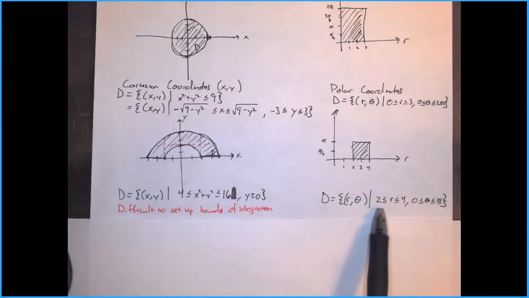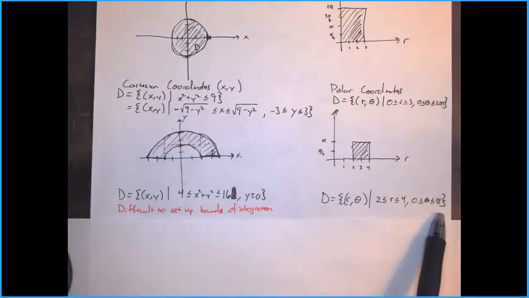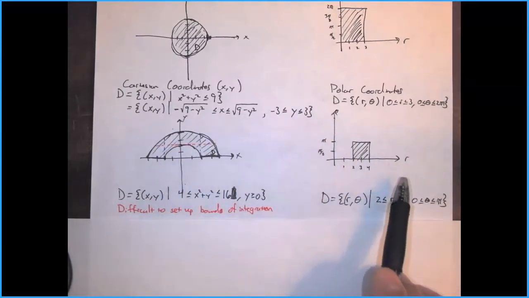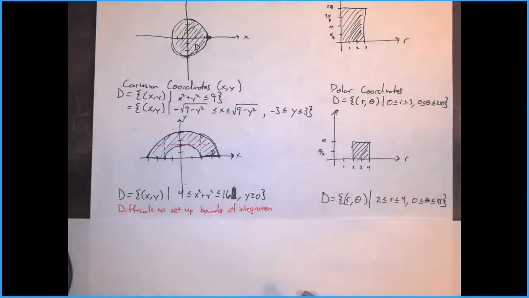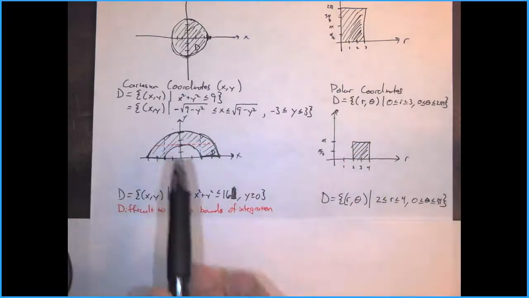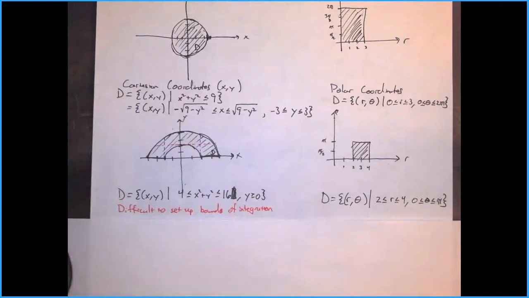My bounds are just numbers. R goes from 2 to 4, theta goes from 0 to pi. If I were to transform this into an r and theta grid, you see I have this rectangle. So it's much easier to integrate over these regions in polar coordinates.